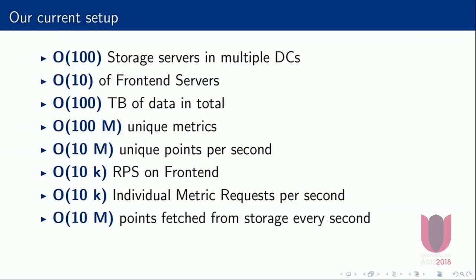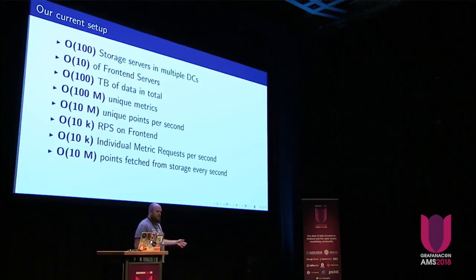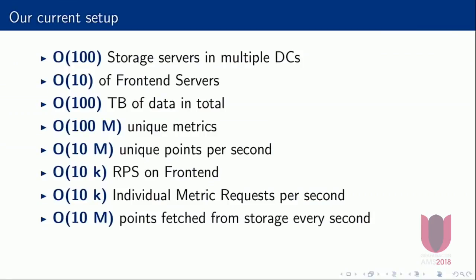After years and years of scaling and trying to push it forward, we came to a pretty big Graphite setup. It consists of hundreds of servers. I can't disclose the exact numbers, but this is at least the order of magnitude of what we have: thousands of front ends, hundreds of terabytes of data, hundreds of millions of unique series. We have more than 10 million unique points per second on ingestion, and tens of thousands of requests per second on both front end and back end. Those requests fetch tens of millions of points every second from our storages on disk, and this does not include what's fetched from cache.